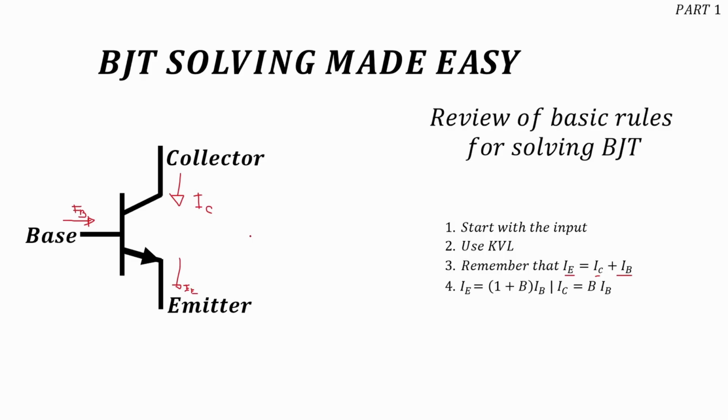Now, every BJT also has a beta. Right? Beta. And this beta value relates also the currents to each other. So, always remember this formula. IE is equal to 1 plus beta times IB. Or, IC is equal to beta times IB. Ayan lang. So, ayan lang yung apat na rules and let's get started sa solving natin.